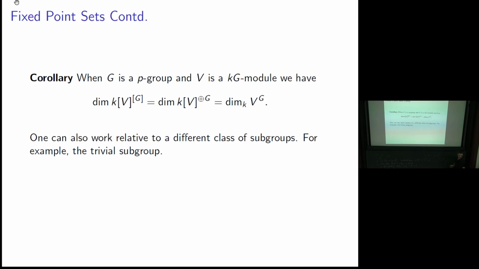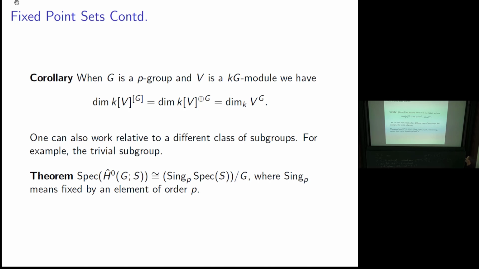And if you want, I'm not going to go into this, but you can also work relative to other classes of subgroups, like they asked yesterday, I think. Right? You don't have to look at all the subgroups. So if you work relative to the trivial subgroup, you're looking at sort of Tate H0, for example, and you get the P singular space. Right, so all the points that are fixed by some elements of order P.